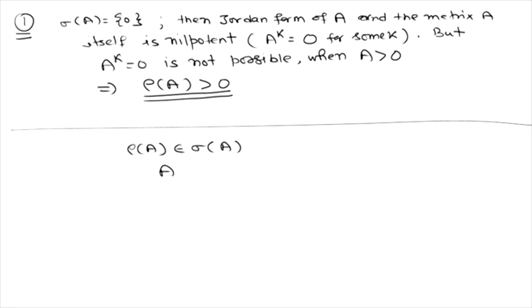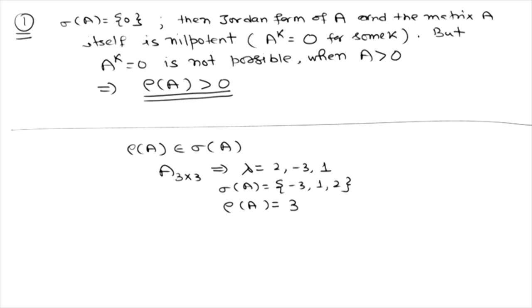So, consider a matrix A of order 3 by 3 having eigenvalues lambda equals 2, minus 3 and 1. In this case, the spectrum of A is minus 3, 1, 2, and the spectral radius of A is 3, the maximum of the absolute values of the eigenvalues. So, for this matrix A, the spectral radius of A does not belong to the spectrum of A.